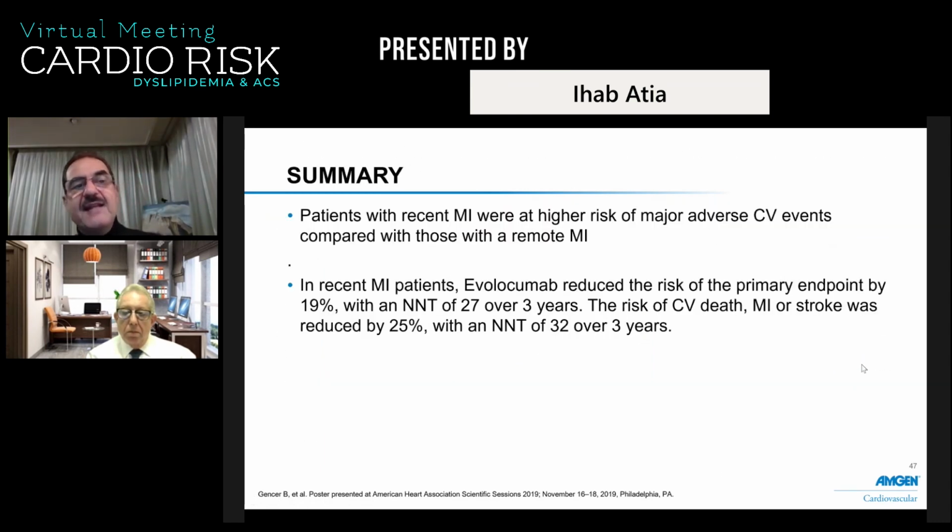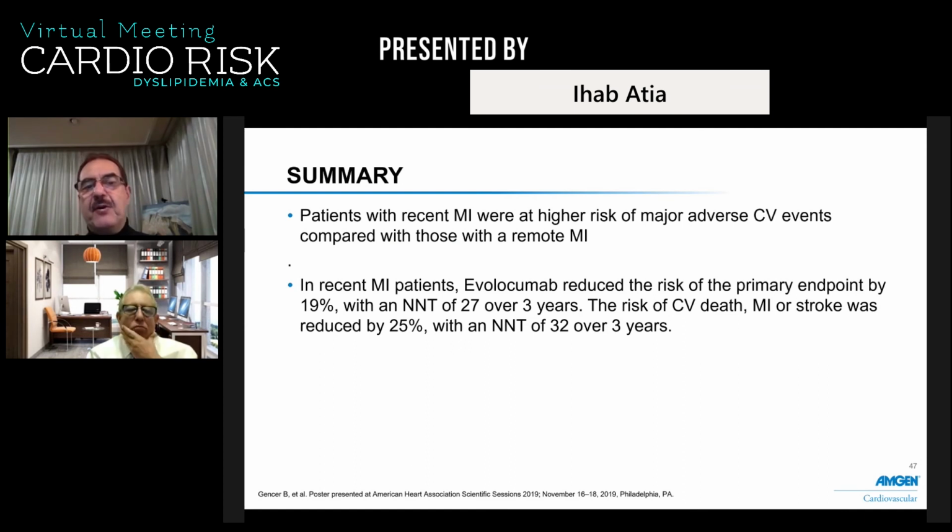So in summary, they summarized this trial: patients with recent MI are at higher risk of major adverse cardiovascular events compared with those with a remote MI. And like I just said, in the recent MI patient group, evolocumab reduced the risk of the primary endpoint by 19%, with a number needed to treat of 27 over 3 years.